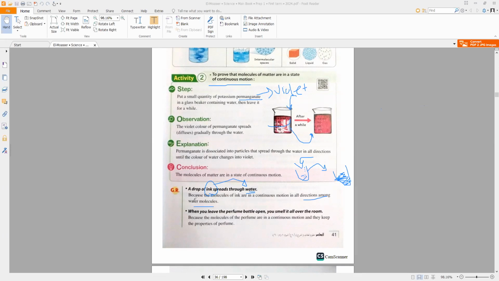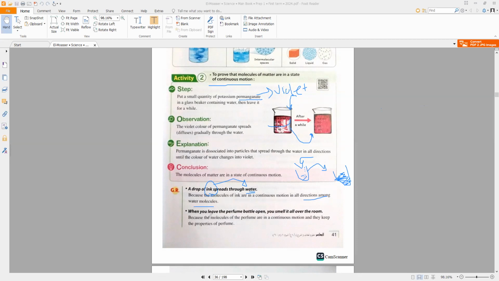So if you have water and you put some ink drops inside the water, you will find the color of the water becomes the same color of the ink. Why? Because the ink consists of molecules, and these molecules are in a continuous motion. So the molecules of ink are in a continuous motion in all directions among the water molecules.